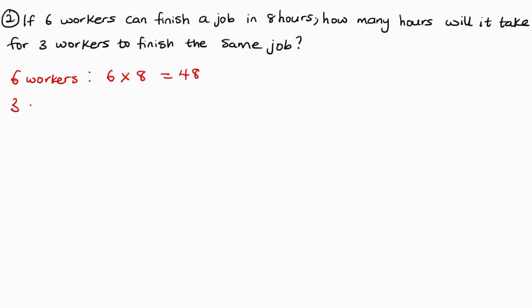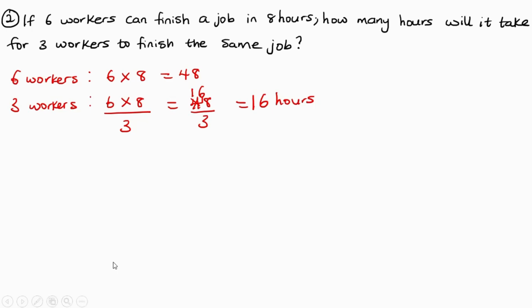Now, how long will it take 3 workers to do that same job? For 3 workers, it will be 6 times 8 over 3, which is 48 divided by 3. 3 into 4 is 1, remaining 1, which makes 18. 3 into 18 is 6, and this will give us 16. So it's going to take 16 hours for 3 workers to finish that same job. So guys, this is how you can easily solve questions like this.